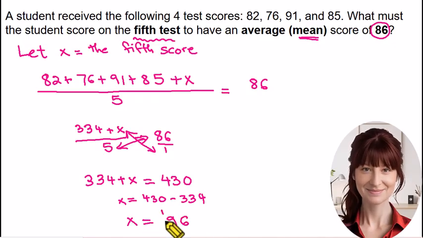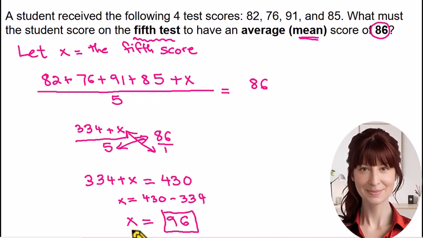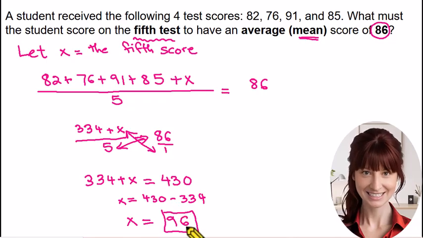96. So again, what did x represent? X represented the 5th score. So that means that the student must score a 96 on that 5th test so that the average of all 5 test scores would be exactly 86. So that is our answer.